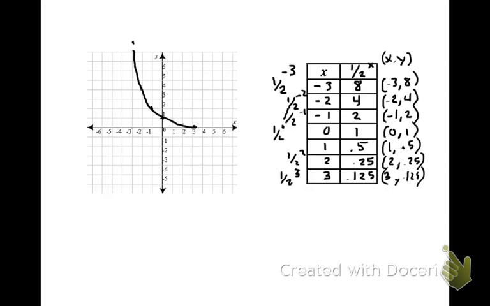Notice when there's a fraction in the base of the exponential equation, the graph goes down. When there's a whole number in the base, the graph, like the last one we did, is going to go up.